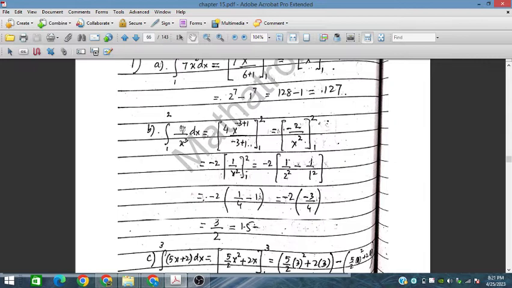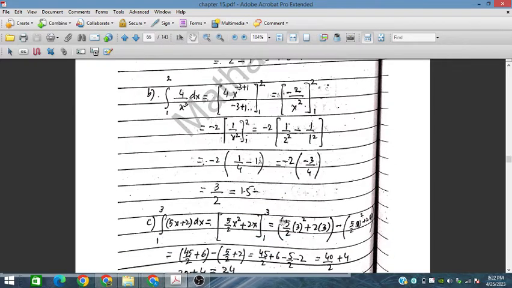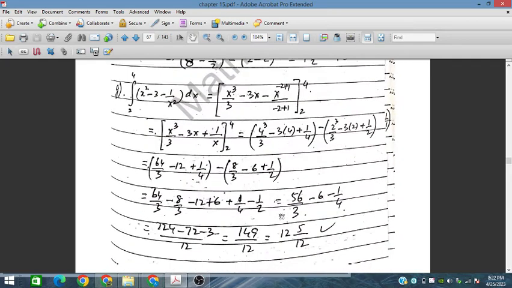This is 4, and this is x^(-3+1) over -3+1. So this is -2, cancel out. This -2 is here, and then the denominator x^2. So substitute limits. This -2 can be placed here, and on substituting the limit values, we obtain 3/2, that is 1.2.